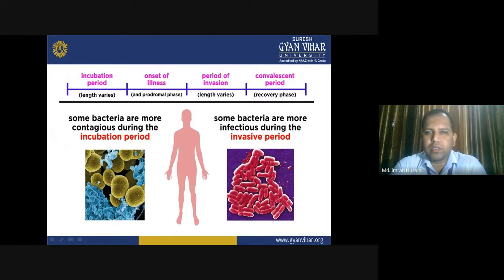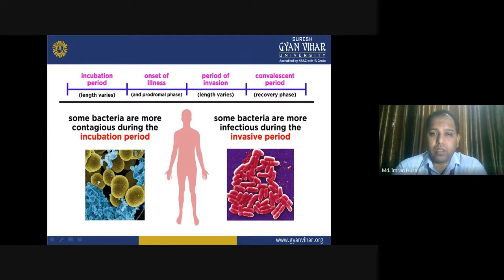So what does this scale represent? Incubation period length varies. Okay, some bacteria have an incubation period of 15 days. Some bacteria have an incubation period of 10 days. Onset of illness and prodromal phase: at what stage have they started to release their toxins? There might be exotoxins, there might be endotoxins. At what period are they releasing them, and in what amount are they causing irritation in the body?